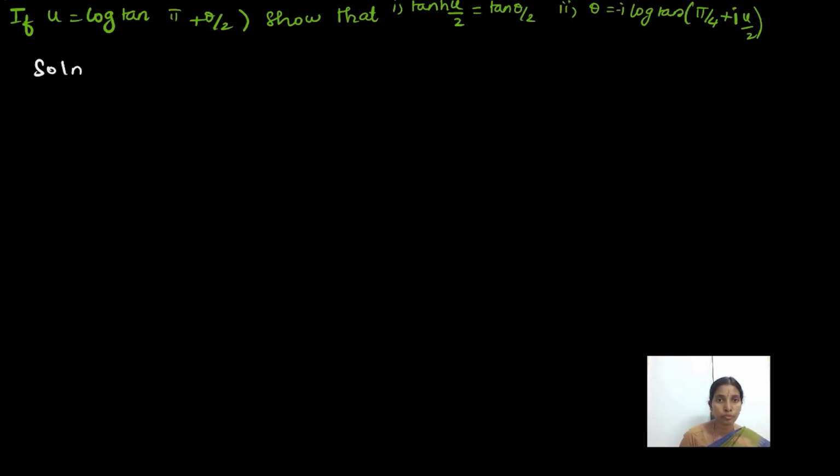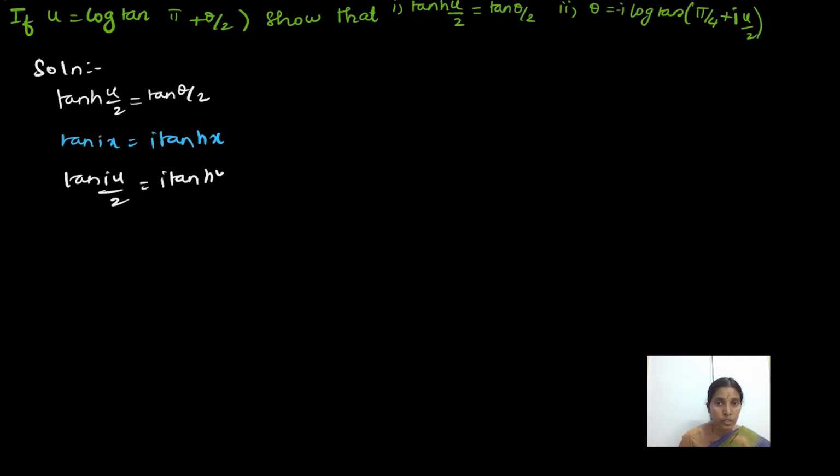Next we see the solution for the second subdivision, that is theta equals minus i log tan(pi by 4 plus i u by 2). In the first subdivision, tanh u by 2 equals tan theta by 2. We already know the formula tan ix equals i tanh x. So you have to substitute this in this equation. So tan(i u by 2) equals i tanh u by 2. So from this, tanh u by 2 equals tan(i u by 2) by i.